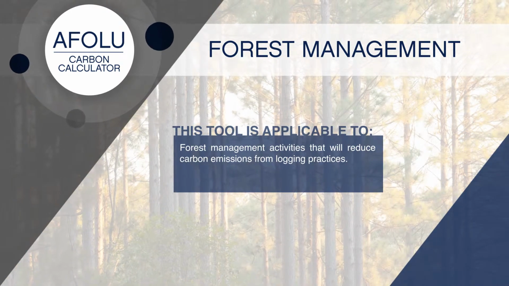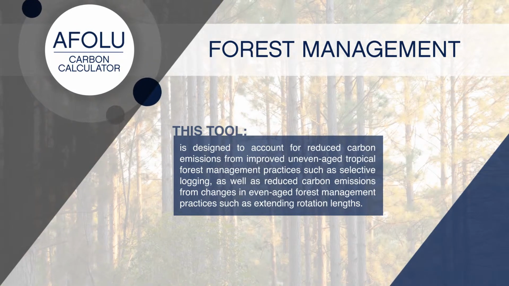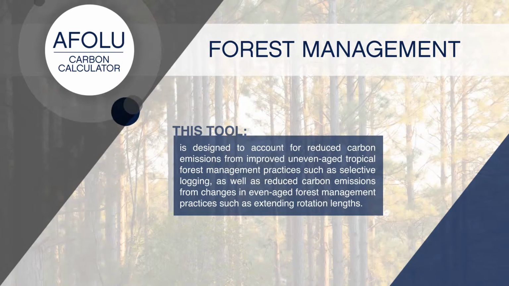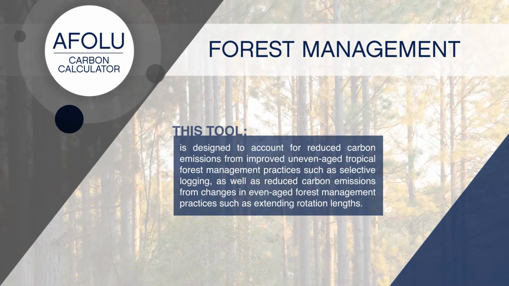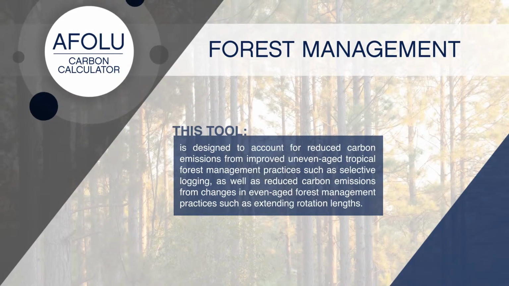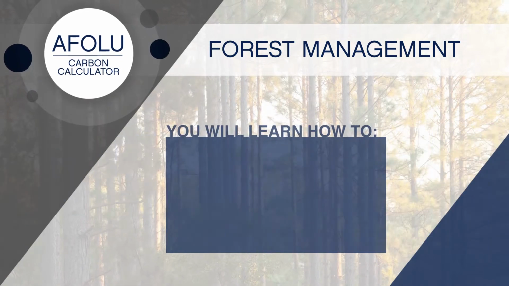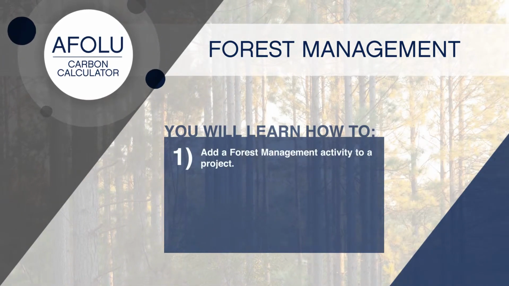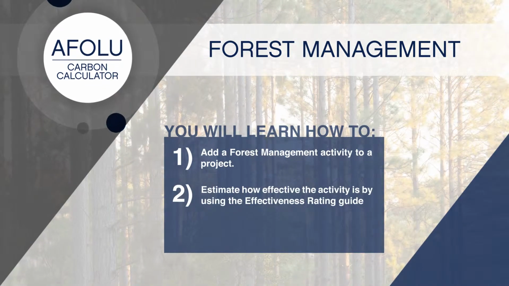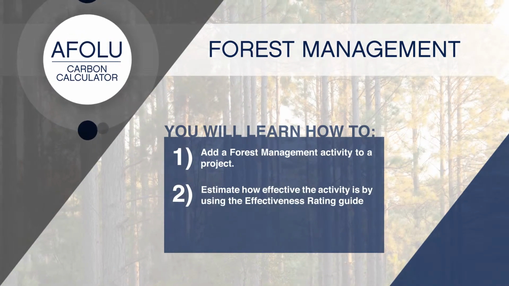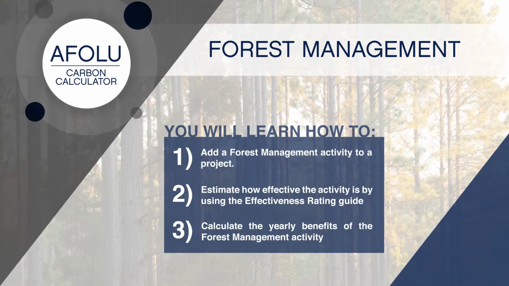This tool is designed to account for reduced carbon emissions from improved uneven-aged tropical forest management practices such as selective logging, as well as reduced carbon emissions from changes in even-aged forest management practices such as extending rotation lengths. This tutorial will cover how to add a forest management activity to a project, estimate how effective the activity is by using the Effectiveness Rating Guide, and calculate the yearly benefits of the forest management activity.